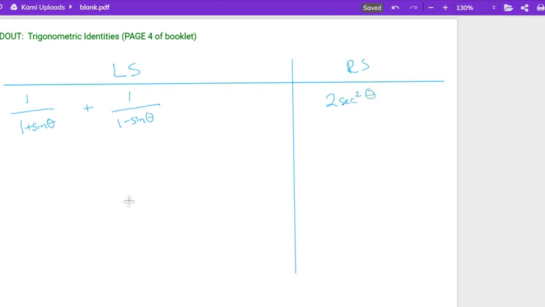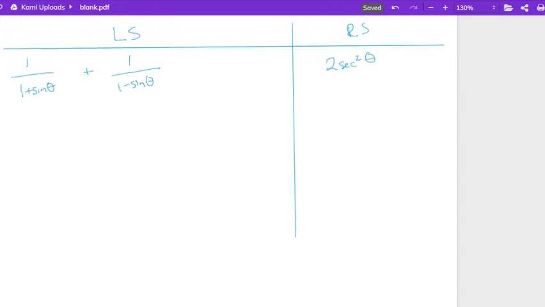Okay, so we're going to start on the left side because it looks more complicated. And right away, I am seeing I'm adding 2 fractions. So we are doing common denominator.